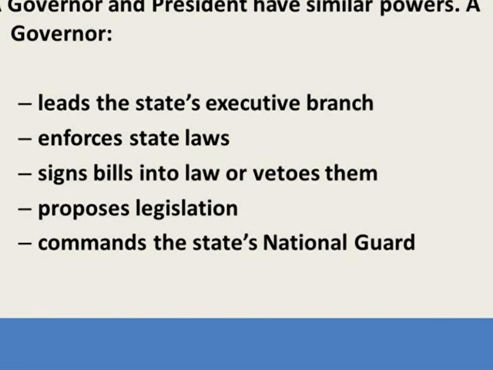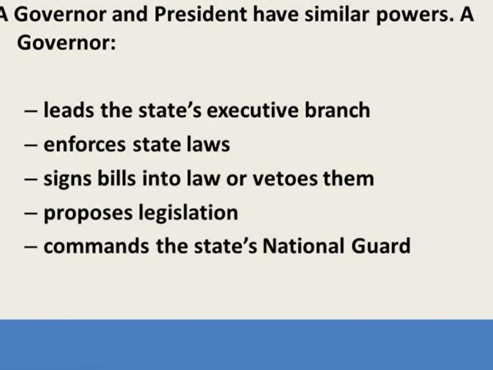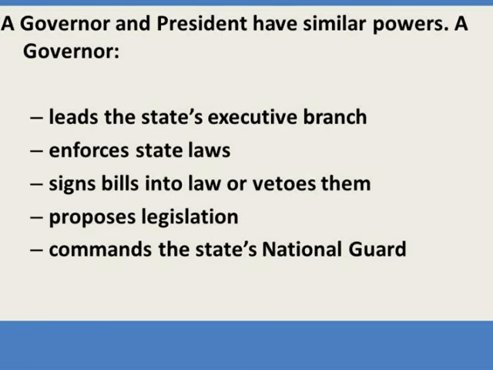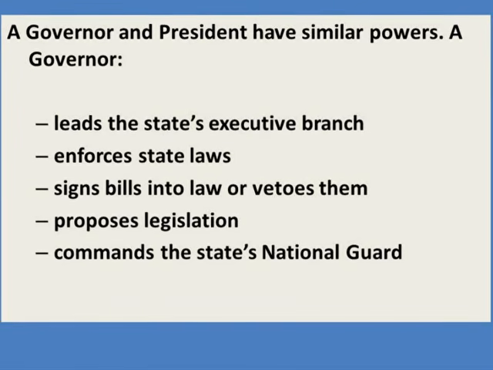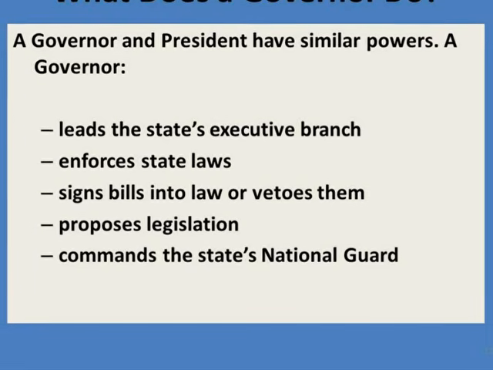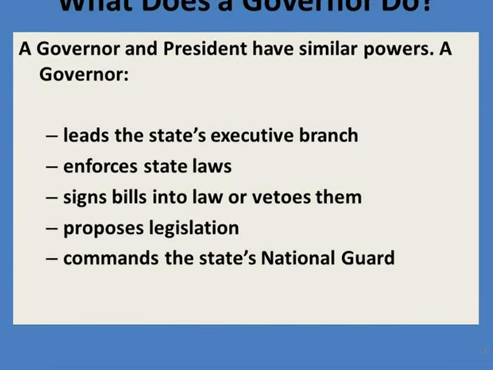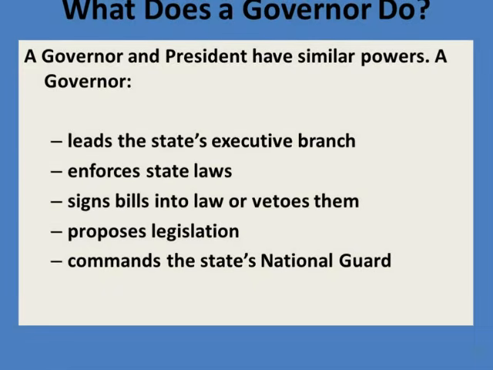As the head of the executive, a governor sets state policy, proposes legislation to the General Assembly, and commands the state's National Guard. Like a president, governors sign bills into law and have veto power. In Connecticut, the governor also has a line-item veto, which allows the governor to reject parts of a bill without vetoing it all.